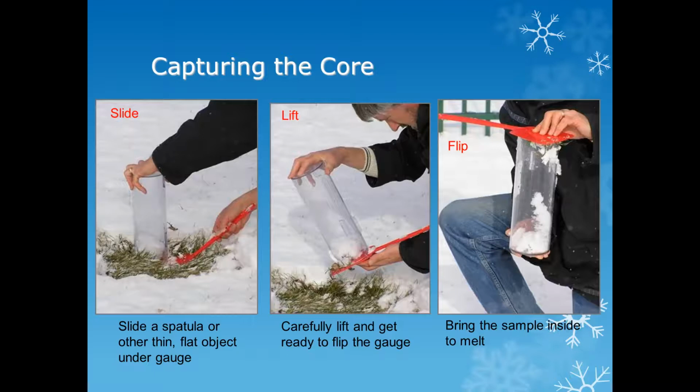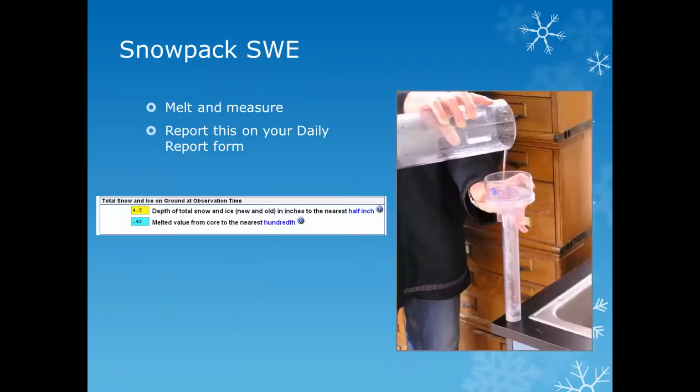That's why we only measure snow depth to the nearest half inch. This is sort of not a crude measurement, but we're not as precise as we are with rainfall or even new snow. So don't worry about grass or stuff in your sample unless you get a big clod, and then obviously that would affect something. So you melt it, measure it, and you report it right below where you reported your snowpack depth.